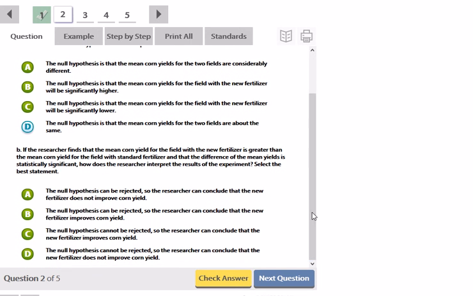If the researcher finds that the mean corn yield for the field with a new fertilizer is greater than the mean yield with a standard fertilizer, and that the difference is statistically significant, how does the researcher interpret the results? Okay, well, if we do have statistically significant results, then we can reject the null hypothesis. So the ones that say that you are allowed are A and B. So it can be rejected, and the researcher can now conclude that the new fertilizer does improve. So B, does improve the yield.